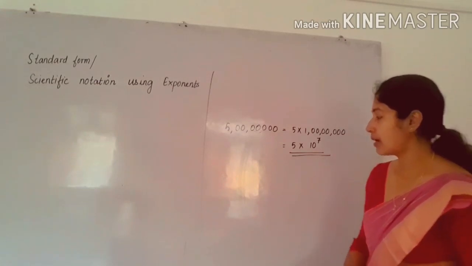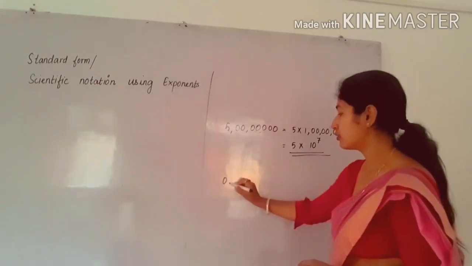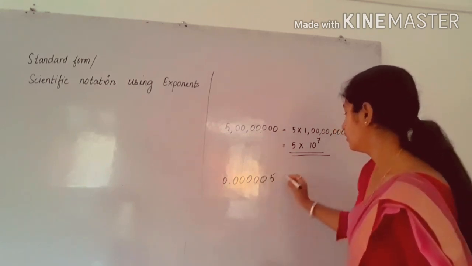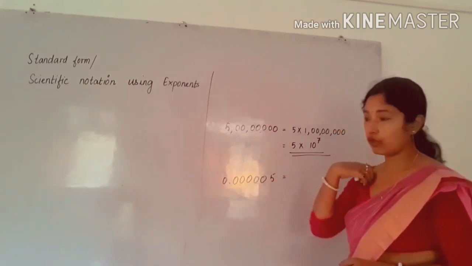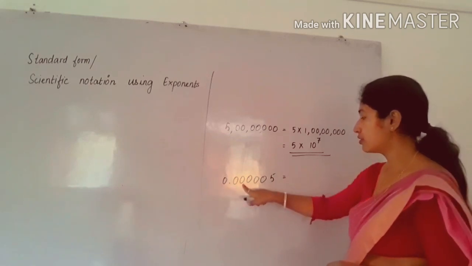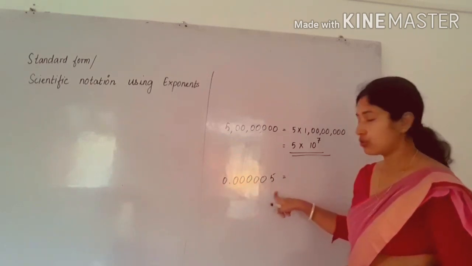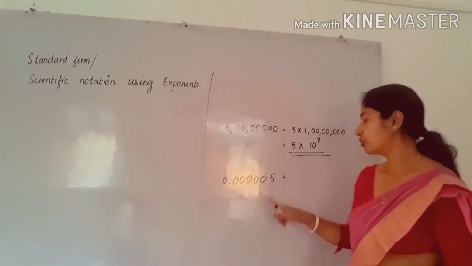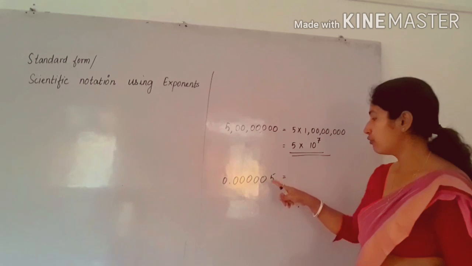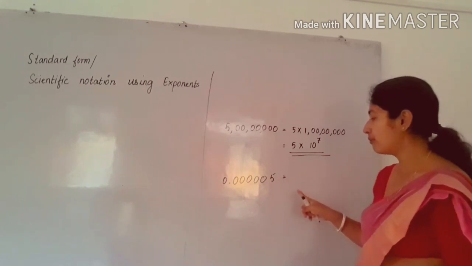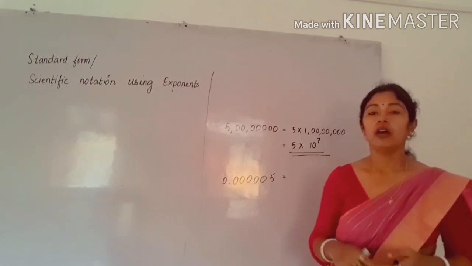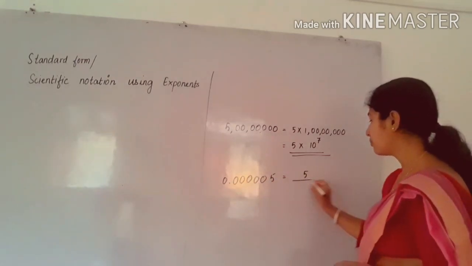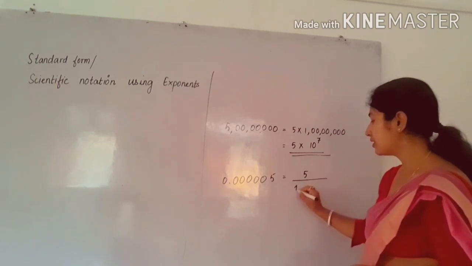And for example, if I have a very small number, like this number, it comes in between 0 and 1. As you see, this is 0.000005. So 0 point something means it comes in between 0 and 1. This is a very small number, and if you want to express it in standard form, first of all you have to eliminate the decimal point. How to eliminate the decimal point, you already know. We can express it as a fraction.